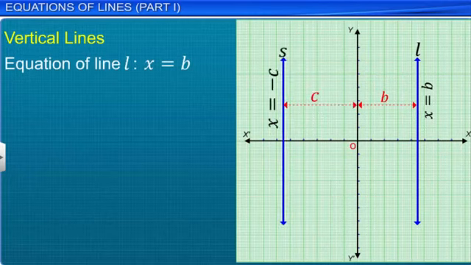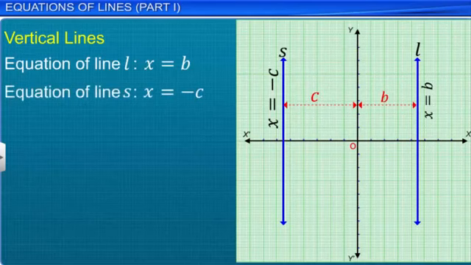Consider another vertical line S that intersects the negative side of the x-axis at a distance c from the y-axis. The x-coordinate of every point on line S at any position is -c. Thus, the equation of line S is x is equal to -c.